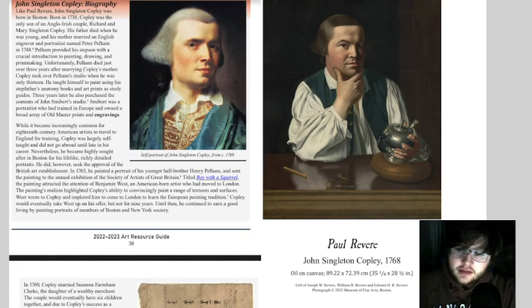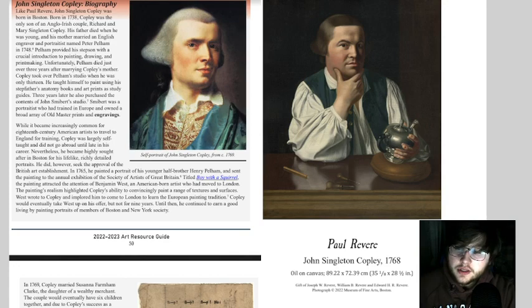In 1785, he painted a portrait of his younger half-brother, Henry Pelham, and sent the painting to the annual exhibit of the Society of Artists of Great Britain. Titled Boy with a Squirrel, the painting attracted the attention of Benjamin West, an American-born artist who had moved to London. The painting's realism highlighted Copley's ability to convincingly paint a range of textures and surfaces.